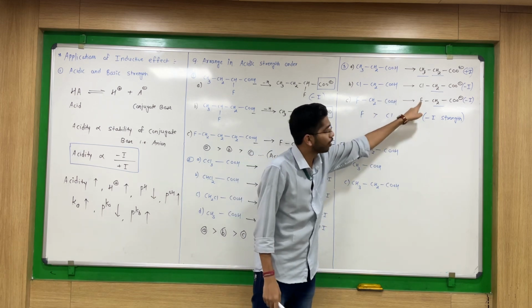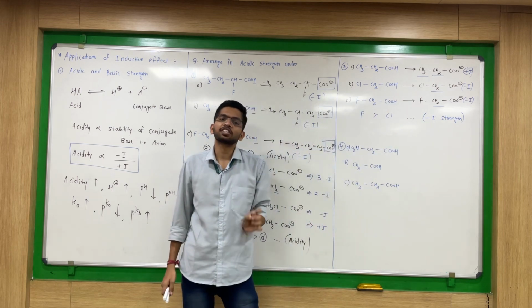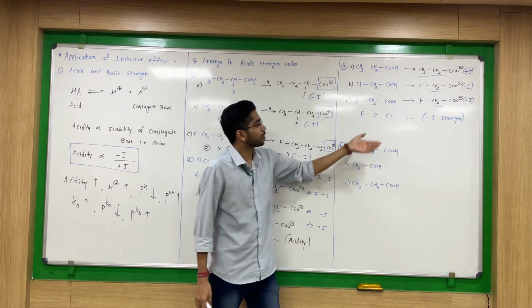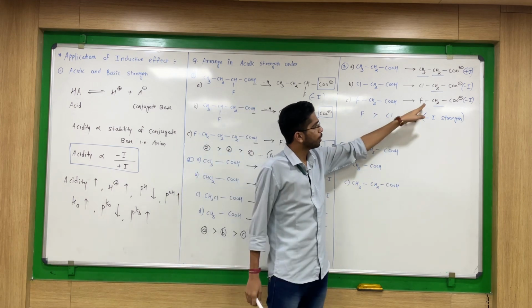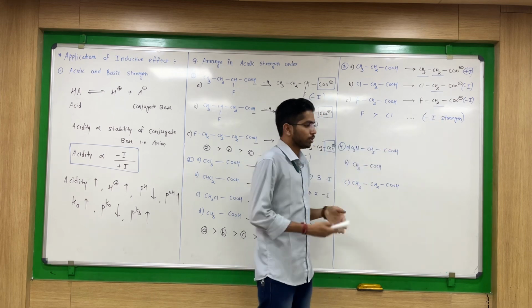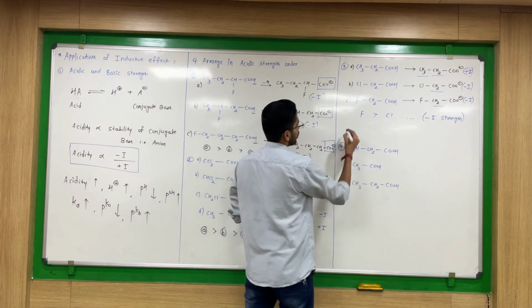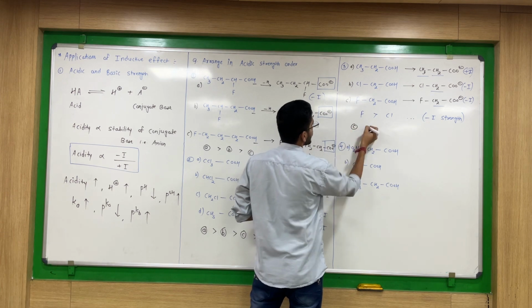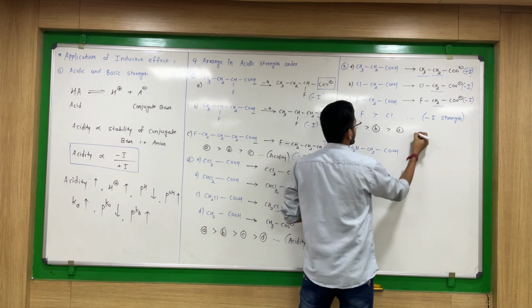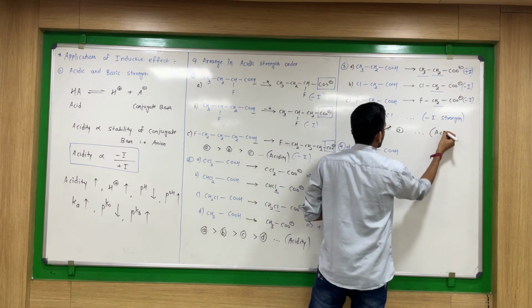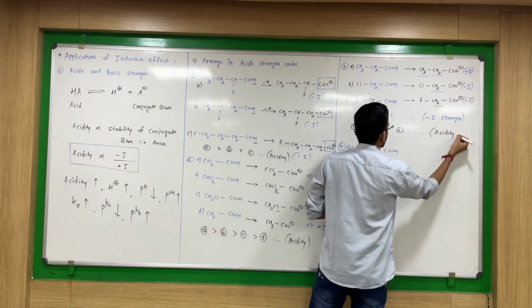I have chlorine, I have fluorine. Who has more minus I strength will make that. Why? Because they have more power to take that electron density. So fluorine has more power. So this is more stable, third case. So what is the acidity order then? C is more acidic than B, more acidic than A. This is the acidity order. Hope you understand this part.